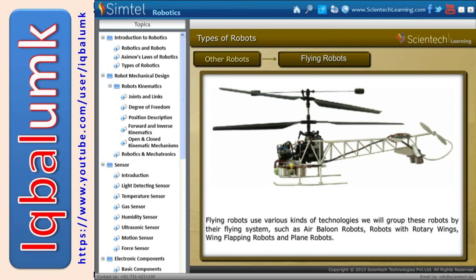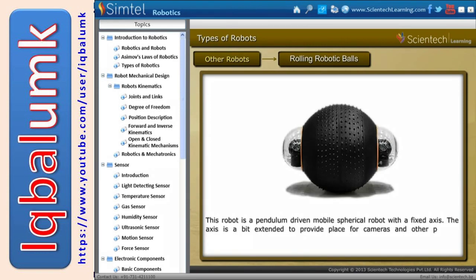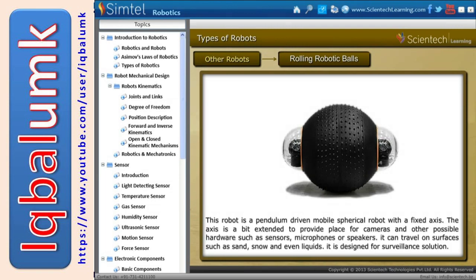This robot is a pendulum-driven mobile spherical robot, with a fixed axis. The axis is a bit extended to provide a place for cameras and other possible hardware, such as sensors, microphones or speakers. Next is modular robots.